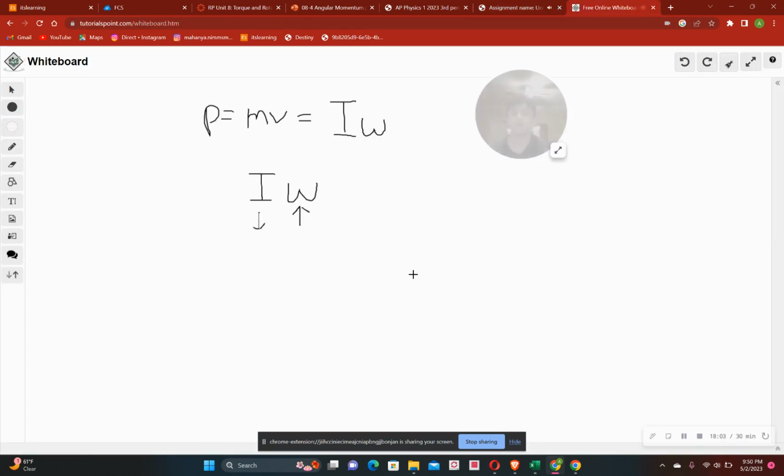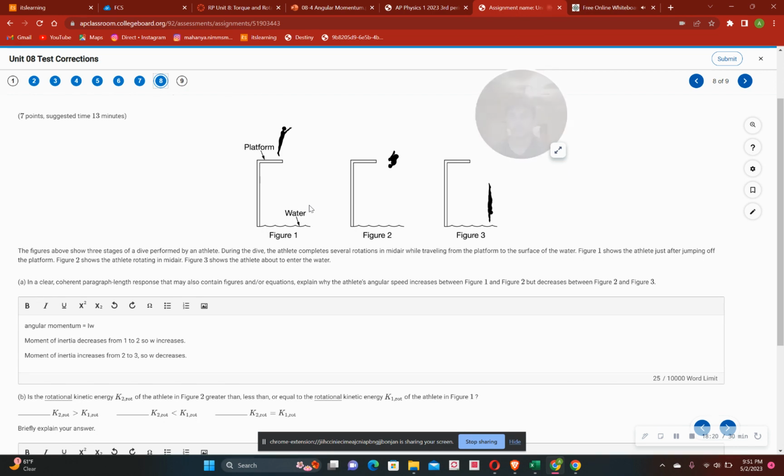We're still on the same thing, conservation of momentum. So now the moment of inertia is increasing, so the angular speed, for the angular momentum to be conserved, has to decrease, right? Which is why it would decrease from 2 to 3. So I know this is a clear paragraph, but I would just go on and talk about conservation of momentum. Moment of inertia either goes up or down, so the opposite has to happen to angular speed, right?